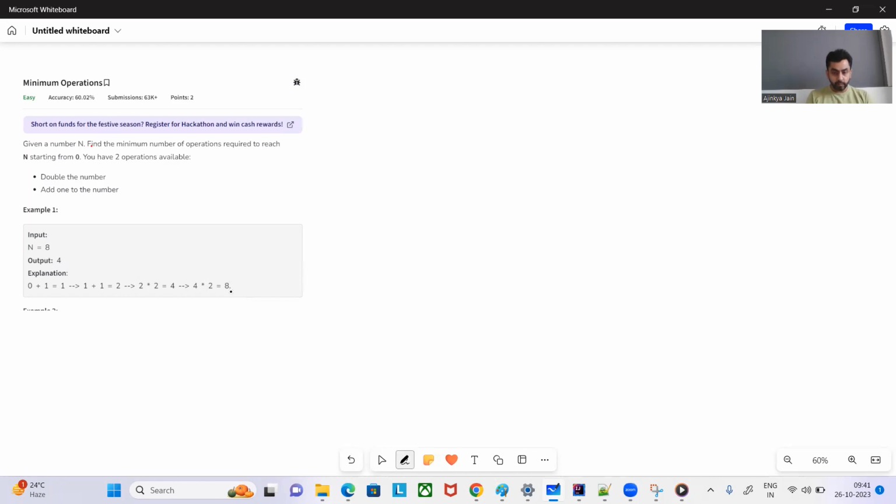Instead of going from 0 to n, we can go from n to 0. So here the conditions are plus 1 and multiply by 2. So when we go from n to 0, the operations will be inverted. So instead of adding 1, we'll subtract 1, and instead of multiplying by 2, we'll divide by 2.